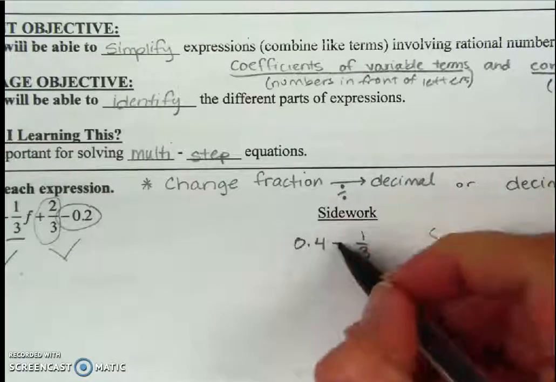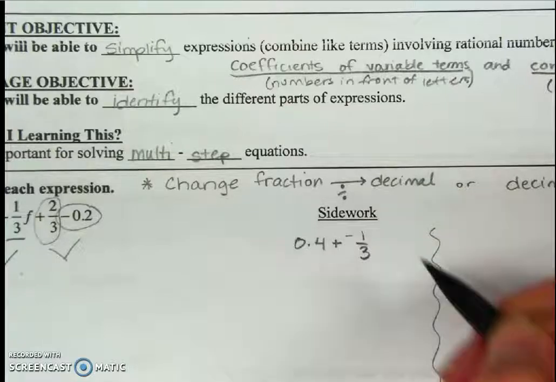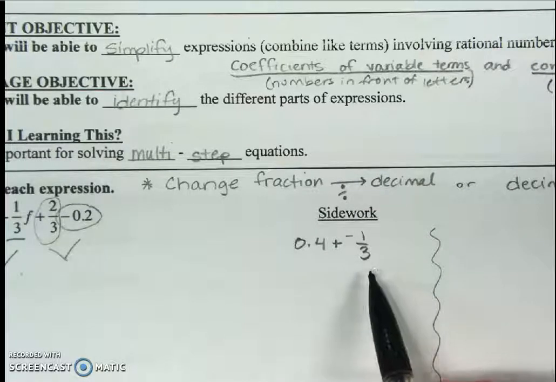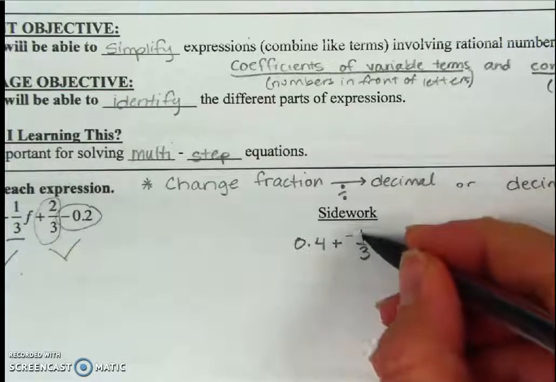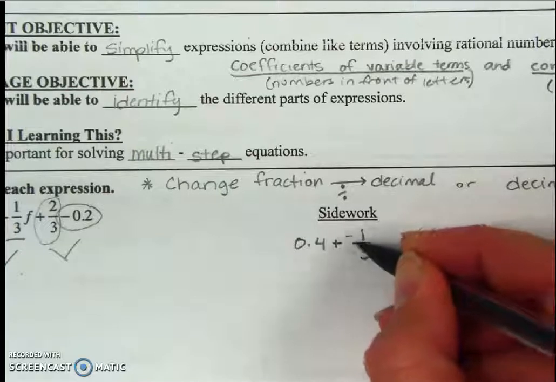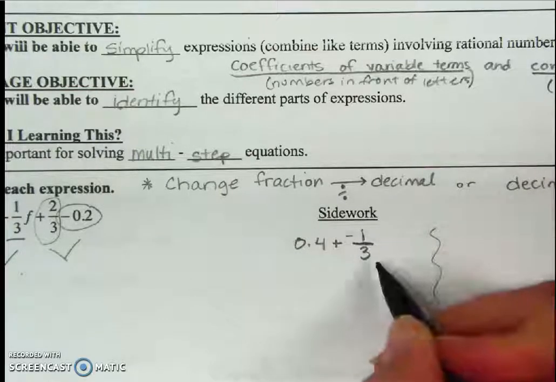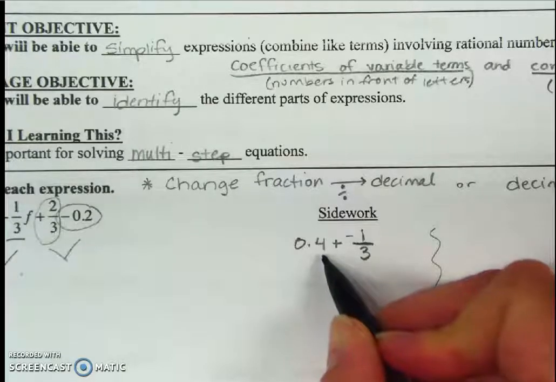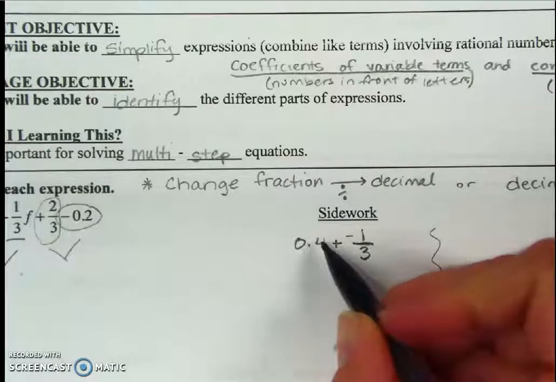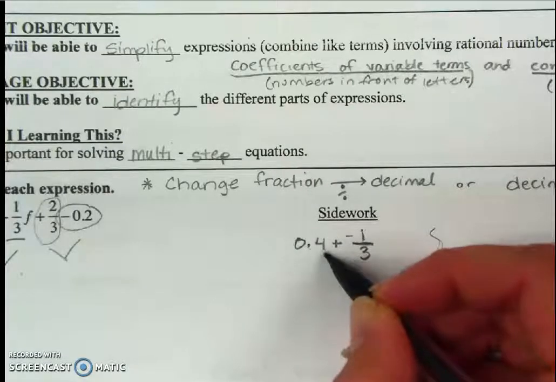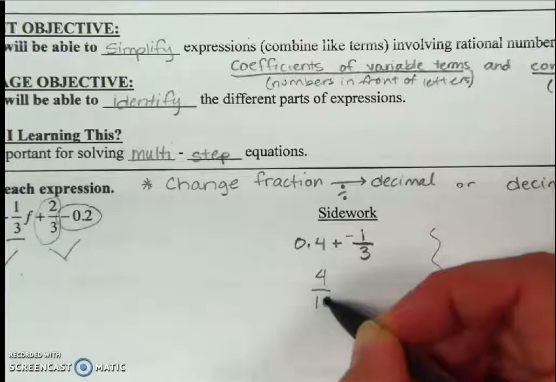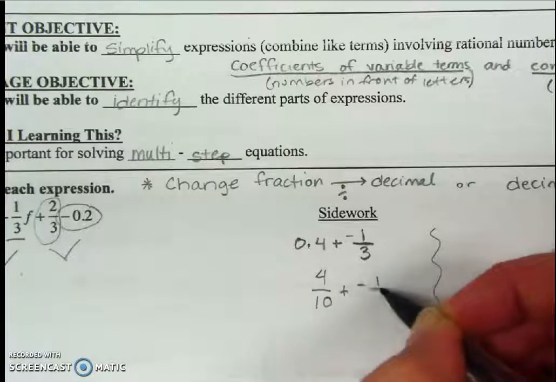Remember, a minus means add the opposite. But this is a decimal and that's a fraction. I could change the fraction to a decimal by dividing, but I know that thirds repeat, so that's not going to be an accurate decimal. So instead, I've got to change this one to a fraction. That's pretty easy. This is said 0.40, and 4/10. And so I write 4/10 plus negative 1/3.